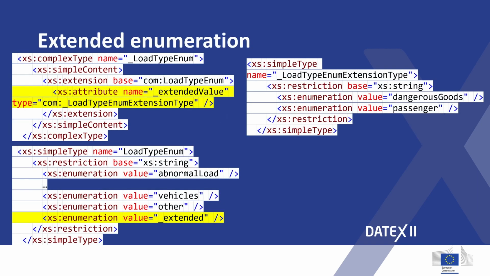So if we look at an extended enumeration, we have an underscore load type enum. We see that it has an attribute underscore extended value, but instead of being a string, it has an underscore load type enum extension type. So this points to our new extended values, which we see here on the right. So here we can see that it adds two values, dangerous squads and passengers. And the load type enum, we can see it has the underscore extended added.